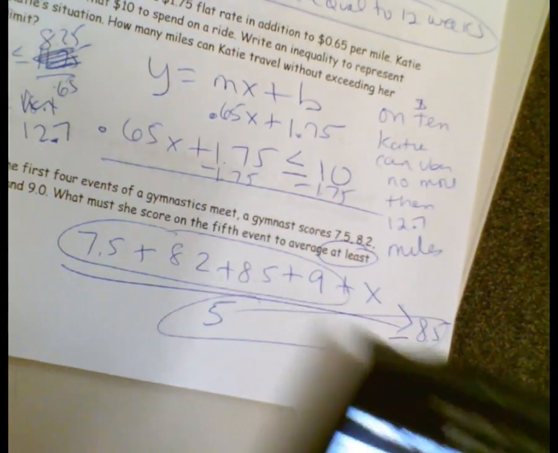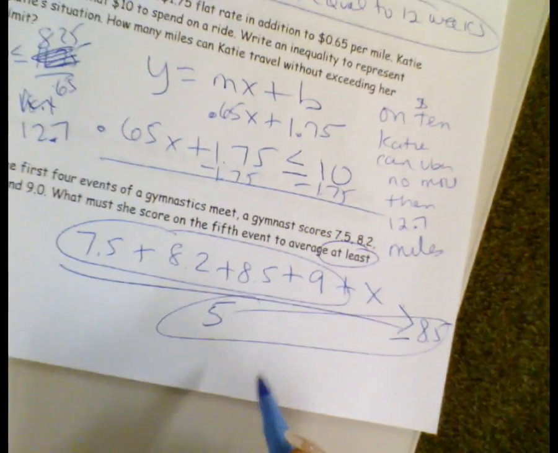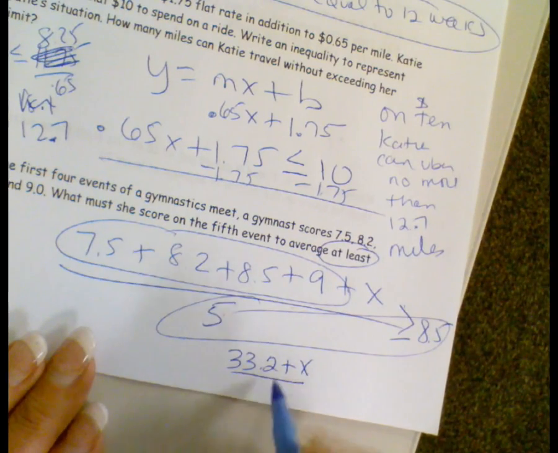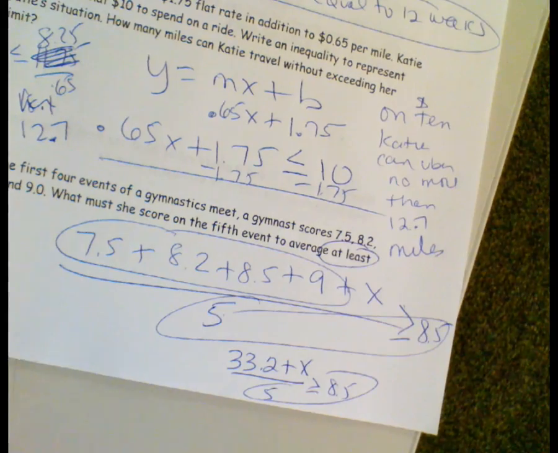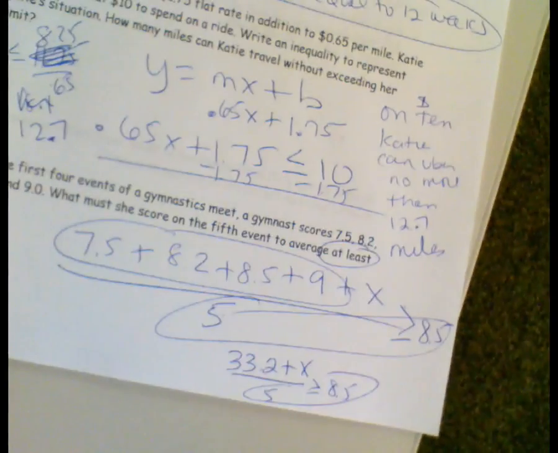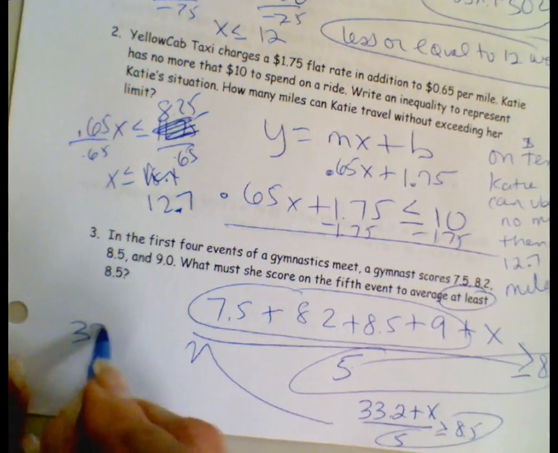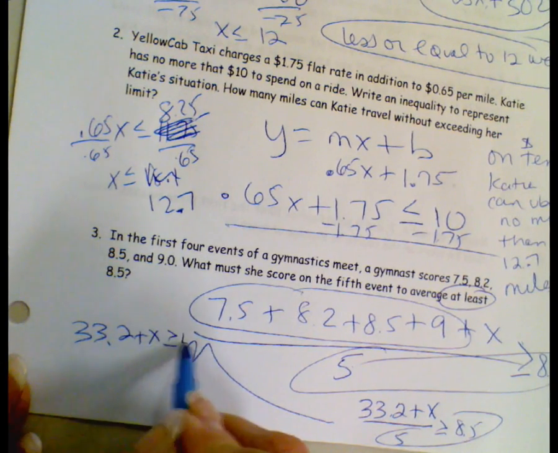8.5, and 9. So far she's got 33.2 points, plus her 5th one, divided by 5, is greater than or equal to 8.5, and then we're dividing or multiplying by 5. So we're kind of like cross multiplying right now. So 8.5 times 5 is 42.5. So what I have right now, I'm going to come over here, is 33.2 plus x has to be greater than or equal to 42.5.